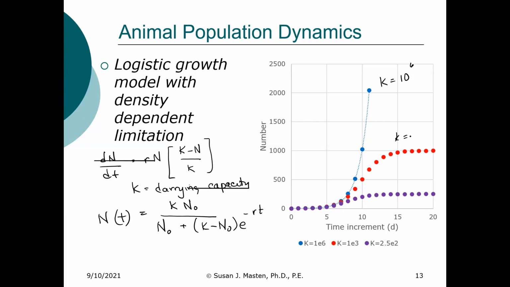Here, K is equal to 1,000. So notice the rate is increasing, but the rate of growth is decreasing as we approach 1,000. And here, K is equal to 250. So we see it starts out the same for each of these systems, but here the maximum number is 250. So we're limiting growth.